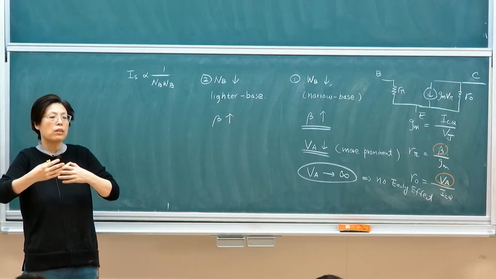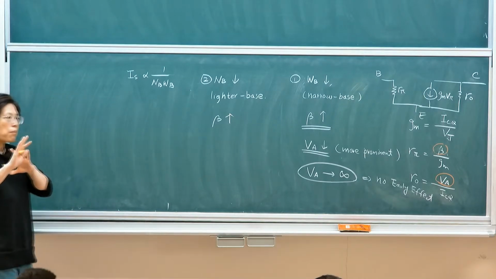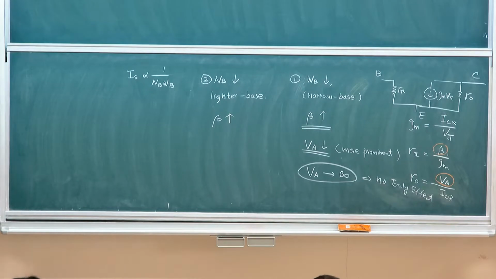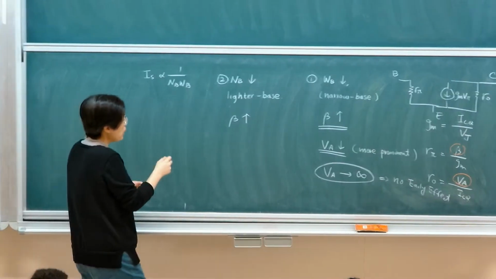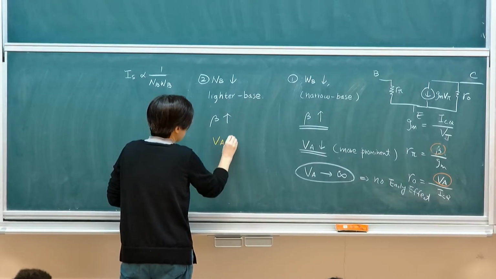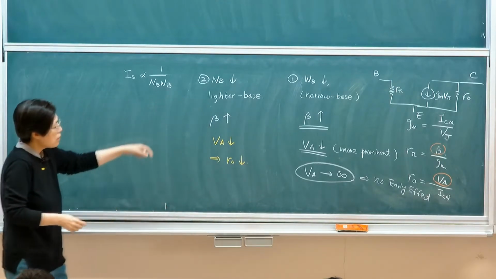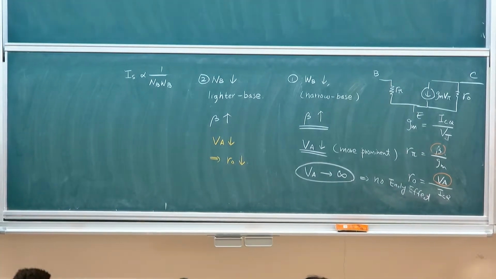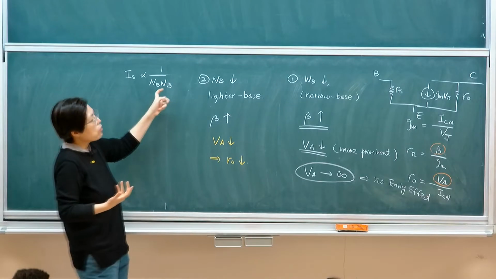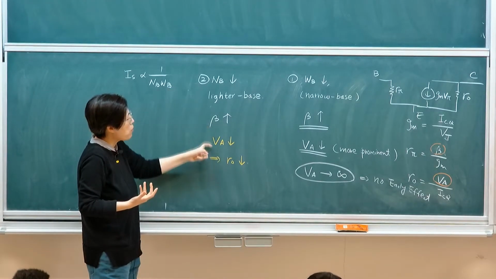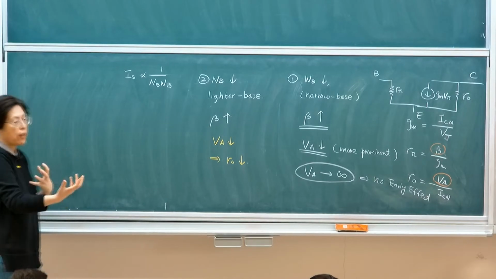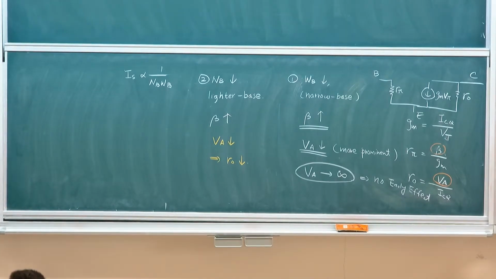Remember, the base width modulation is the depletion. By applying the same voltage with a lighter doping, it will deplete more. So when it depletes more, the effect will be more significant. So VA will also decrease, meaning that your output resistance will decrease as well. So this is the same direction. If you want to increase your beta, beta and early voltage are sort of a trade-off. If you want to increase your beta by engineering your base, both directions will lead to a more significant early effect, or a reduction of output resistance. Okay?